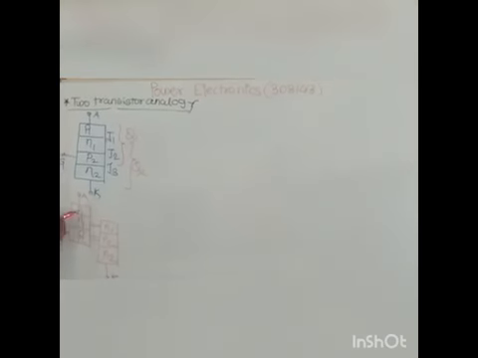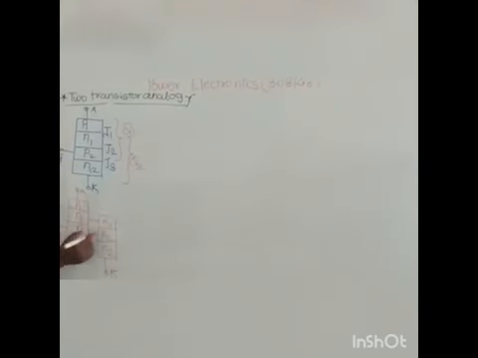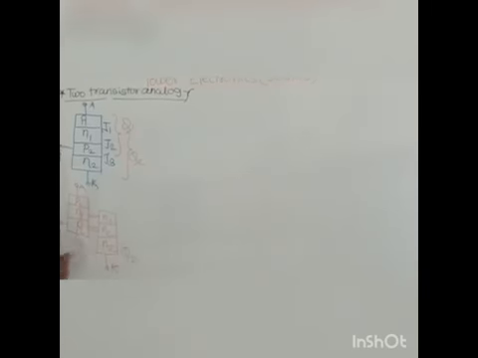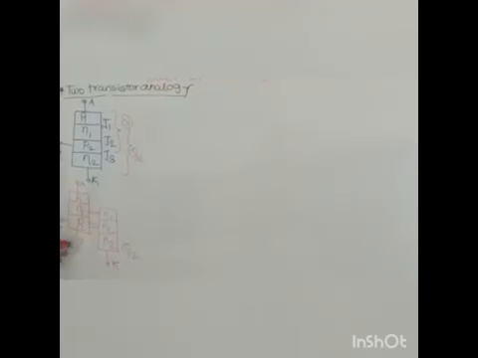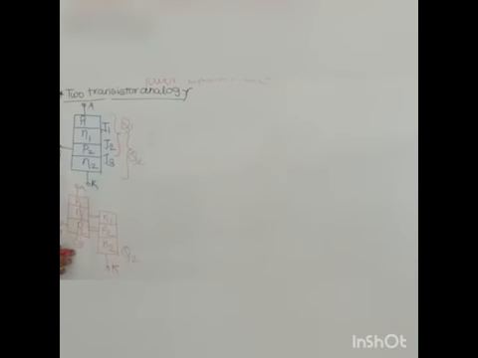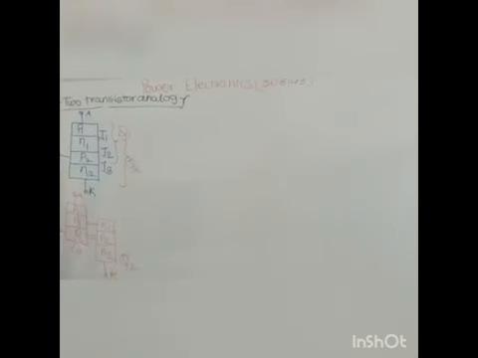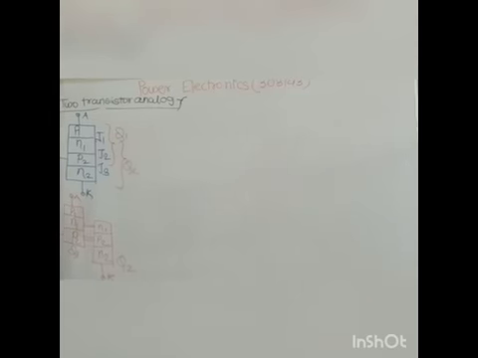It is the combination of this PNP, that is transistor 1, and NPN, that is transistor 2. In this way, this SCR is the combination of two transistors. This is the construction of two transistor analogy. Now, same diagram I will show with the help of symbolic representation.